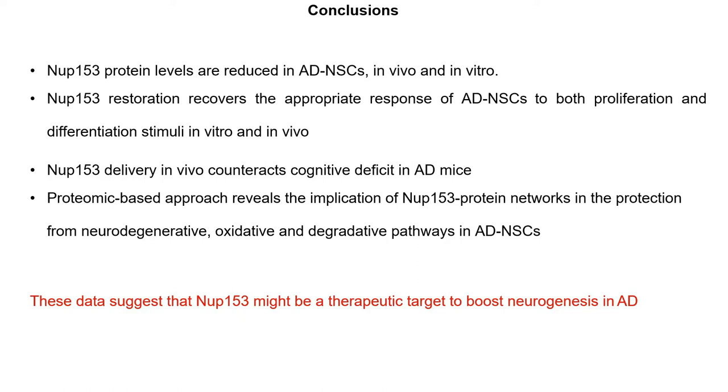In conclusion, NAP protein levels are reduced in AD neural stem cells in vitro and in vivo. NAP restoration recovers the appropriate response of AD neural stem cells to both proliferation and differentiation stimuli in vitro and in vivo. NAP delivery in vivo counteracts cognitive deficit in AD mice. And the proteomic-based approach reveals the implication of NAP protein networks in the protection from neurodegenerative, oxidative, and degradative pathways in AD neural stem cells. Altogether, this data suggests that NAP might be a therapeutic target to boost neurogenesis in AD.